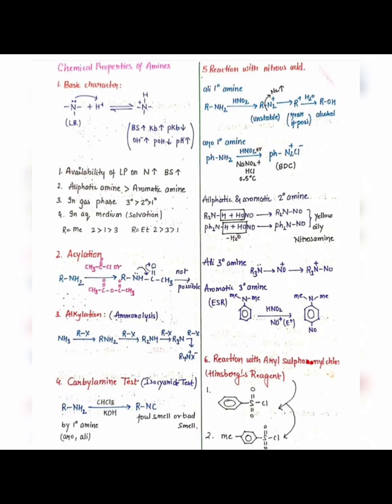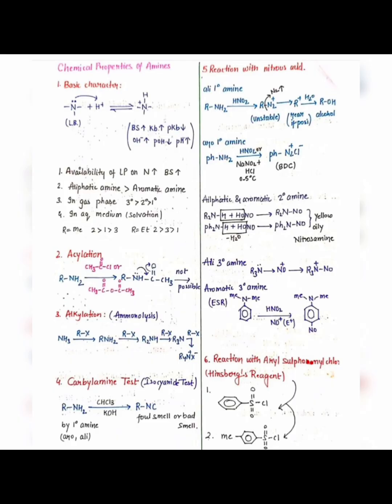Similarly, aromatic primary amine reacts with nitrous acid, that is NaNO2 plus HCl, at 0 to 5 degrees Celsius. It will form aryl diazonium chloride, which is also called benzene diazonium chloride. Aliphatic and aromatic secondary amines react with nitrous acid to give yellow colored oily nitrosamine derivative as the final product, and aliphatic tertiary amine reacts with nitrous acid to form nitroso derivatives. Similarly, aromatic tertiary amines undergo electrophilic substitution reaction to give para-nitroso derivative.